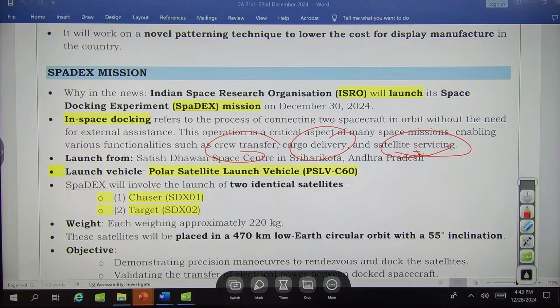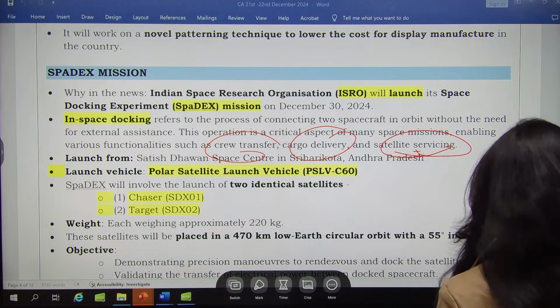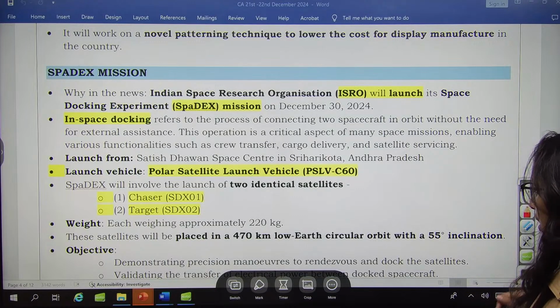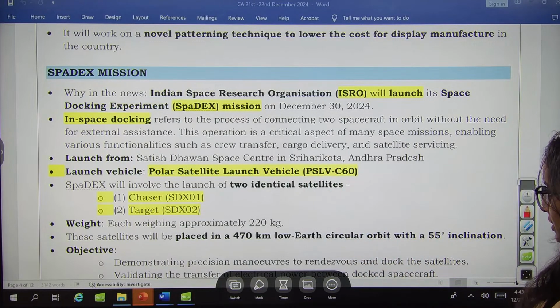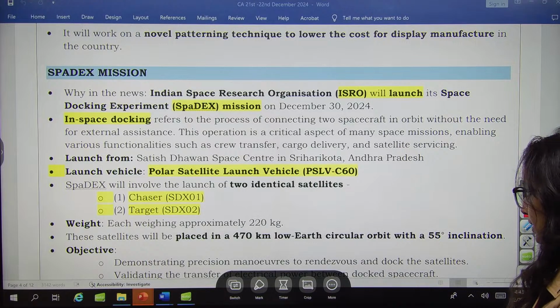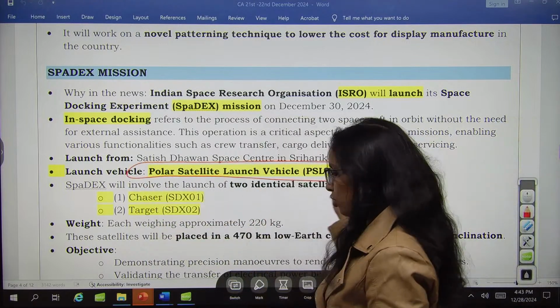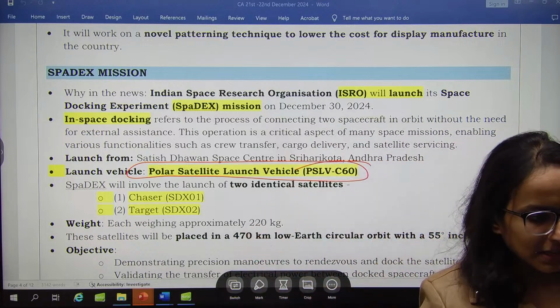Space docking experiment. It will be launched from Andhra Pradesh, Satish Dhawan Space Center, and the launch vehicle will be PSLV-C60. Remember the name of the launch vehicle as well, PSLV-C60.